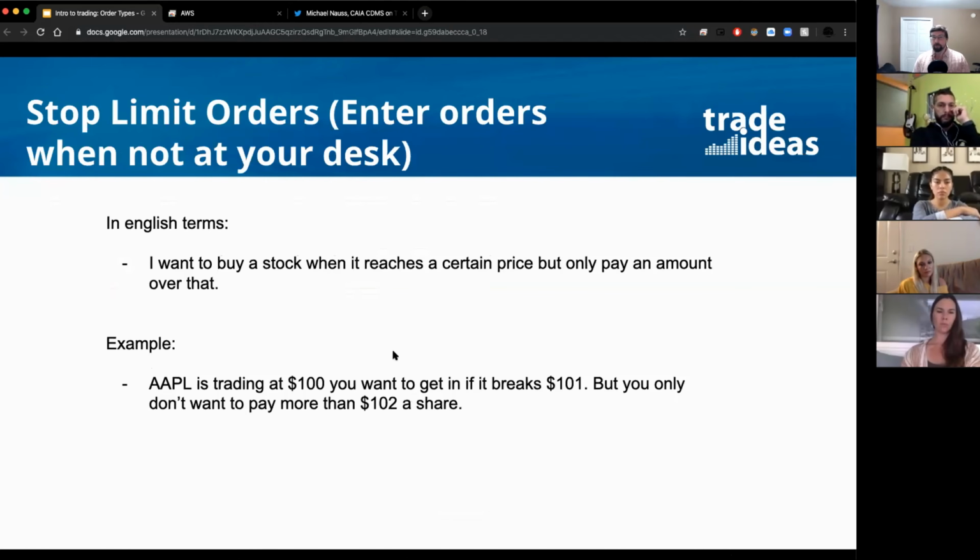So the next is a stop limit order. These next two, and there's only 4, so don't worry, I'm not throwing too much at you, are a little bit more confusing. So a stop limit order basically says, I want to buy the stock when it reaches a certain price, and I'm only willing to pay a certain price over that. So the example I gave is Apple's trading at 100. You say, if it breaks 101 or gets to 101, then I want to buy it, right? I don't want to buy it now. I want to see it move up first, and then I want to buy it. But I don't want to pay more than 102 a share, right? So you can fill out an order to do that.